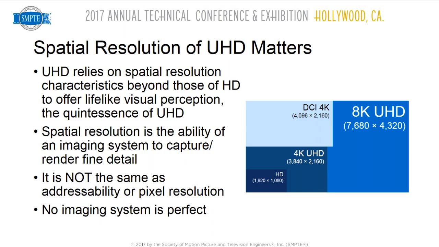So spatial resolution of UHD matters. The UHD relies on spatial resolution characteristics beyond those of HD to offer lifelike visual perception, the quintessence of UHD. The spatial resolution is the ability of an imaging system to capture or render fine detail. It is not the same as addressability or pixel resolution because no imaging system is perfect.